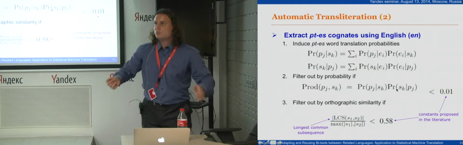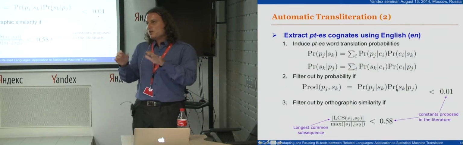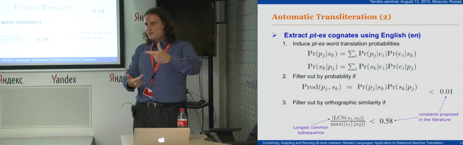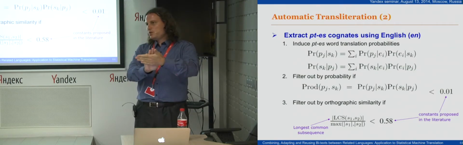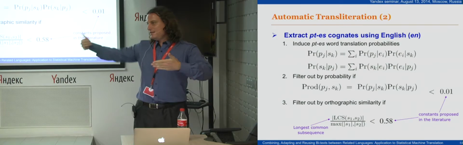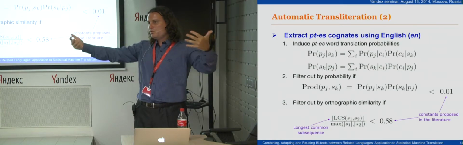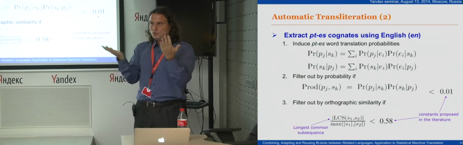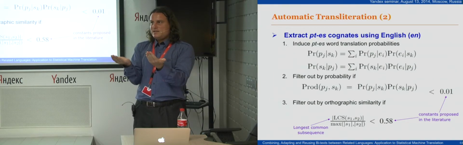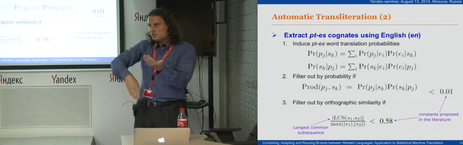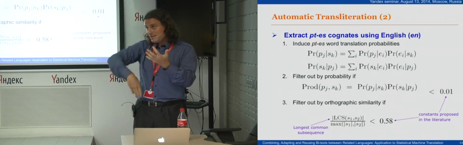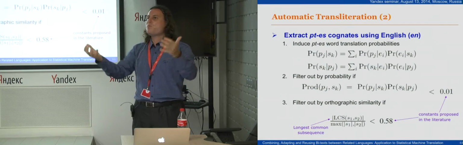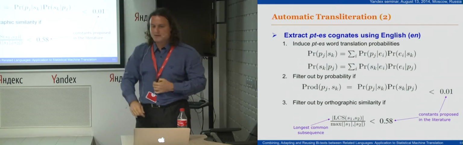So basically, we don't assume that we have Portuguese-Spanish data. But look, here's a Portuguese word, how is it translated into English? Here's a Spanish word, how is it translated into English, and with what probabilities, and we just look. The thing is that we want to take those Portuguese and Spanish words that tend to be translated with the same English words. And this is how we know that they are probably cognates. They probably mean the same thing. This is how we do it, right?